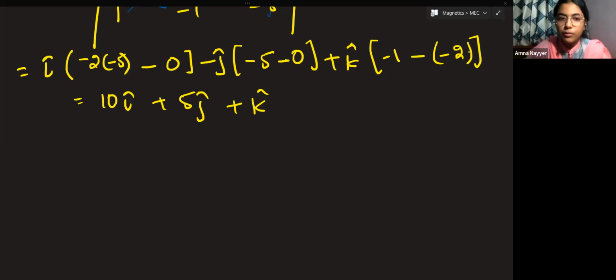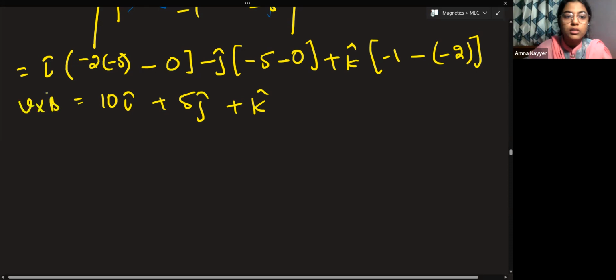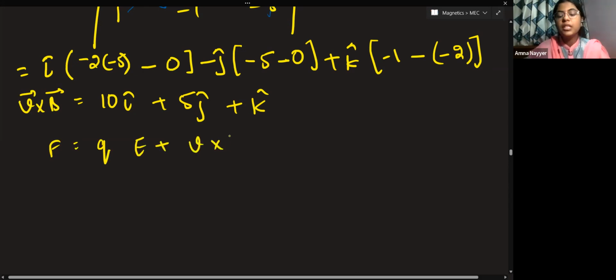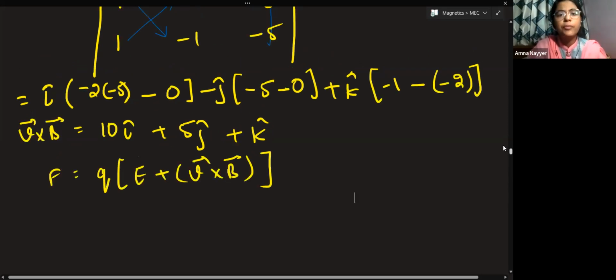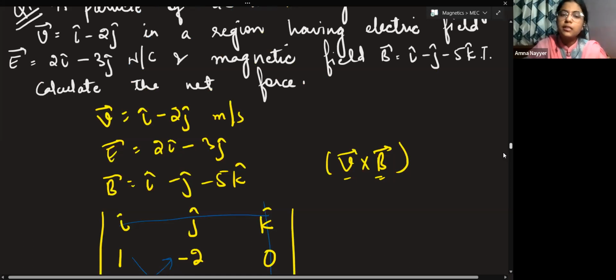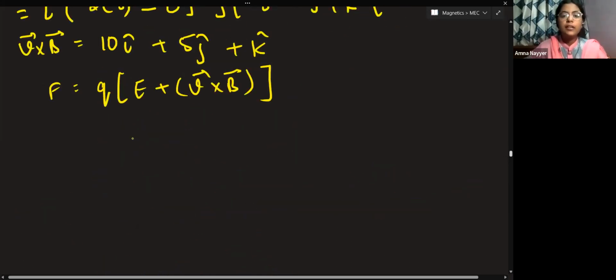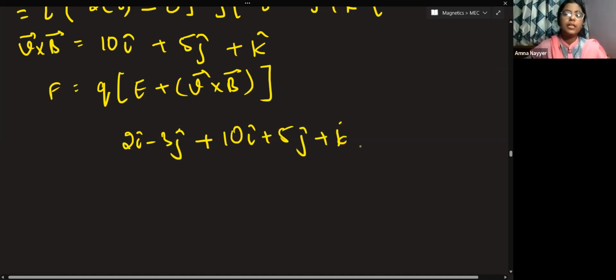Now see, you have V cross B with you. This is V cross B. What was our formula? Our formula said Q E plus V cross B. So electric field is what? Electric field is already given to you in the question. That is 2I cap minus 3j cap. So electric field is 2I cap minus 3j cap plus V cross B is what? 10I cap plus 5j cap plus k cap, multiplied by the charge.